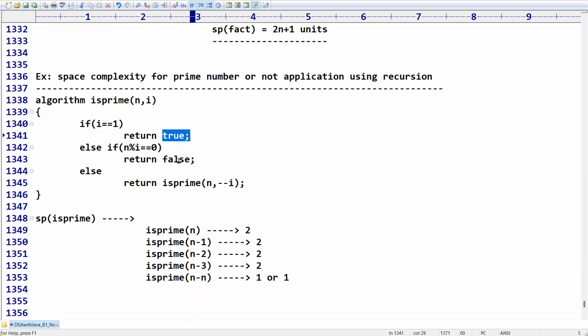So in these two, any one will execute. That's why I'm going to take either one or one unit, any one. Okay, so the total space complexity for this algorithm, can you please post it on the chat window as per your knowledge? What will be the space complexity for this algorithm?